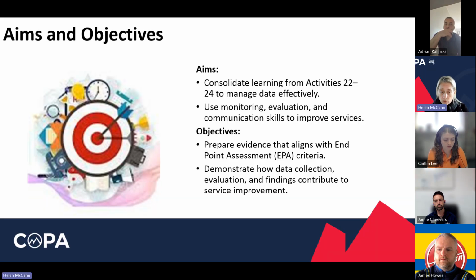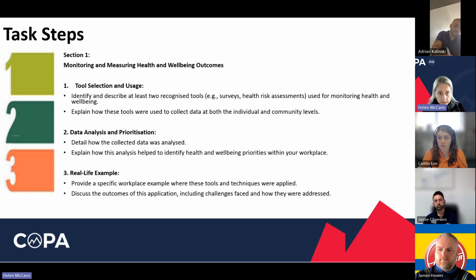So the last bit then is looking at duty 8, which is managing data and information. You can use everything you've learned from activities 22 to 24 to help you do duty 8. I think this is a little short one. You've got three steps. You've got monitor and measure health and wellbeing outcomes. So you're going to identify and describe at least 2 recognised tools, which could be surveys or health risk assessments, to give you an example, for use for monitoring health and wellbeing, and then explain how these tools were used to collect data at both the individual and maybe a community level.